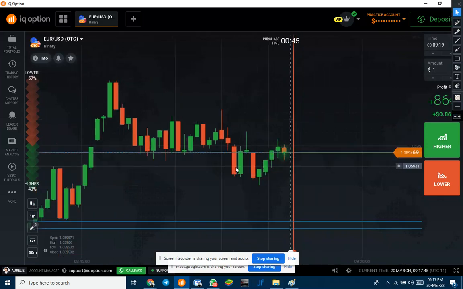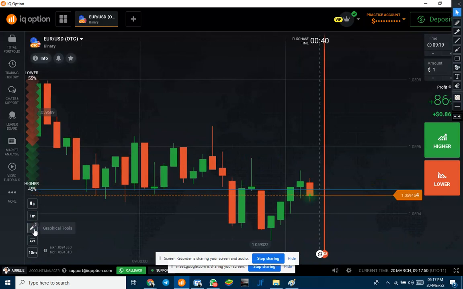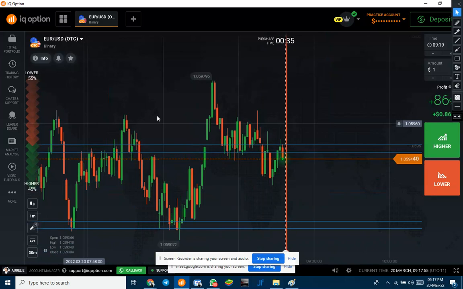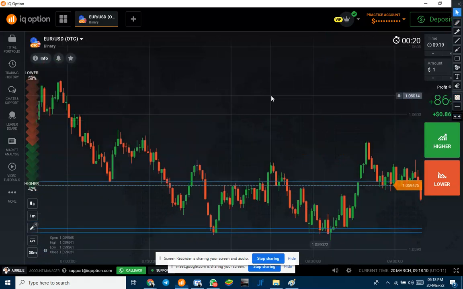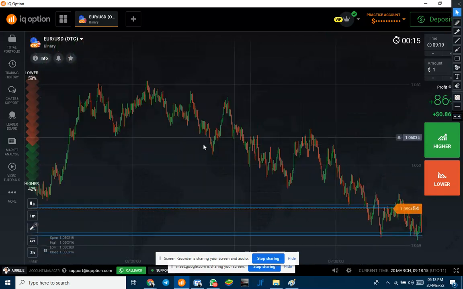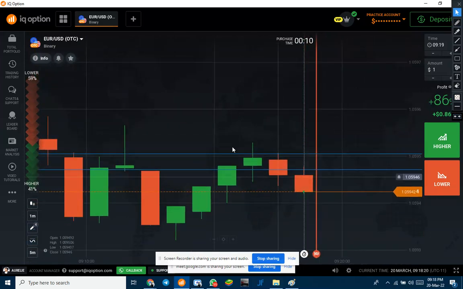Okay, here you see that the market reached the level which is right here. Let me draw the second line and let's confirm on the left side to see what happened. You see it reversed. You see that it reversed here. Okay, at least three confirmations is enough.